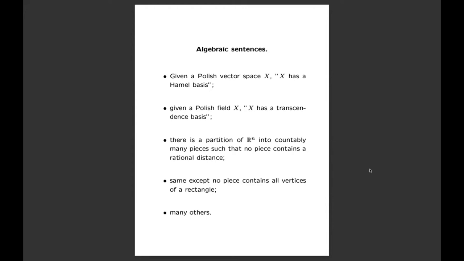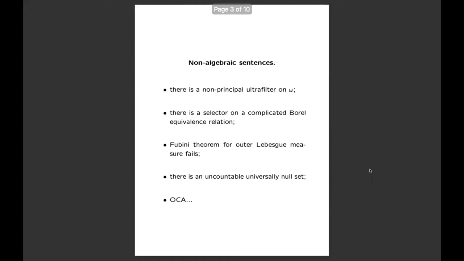There are non-algebraic sentences. Many of them are consequences of the axiom of choice, but the last one is not. There's a non-principal ultrafilter on omega and various variations of that. There's a selector on a complicated Borel equivalence relation, by which I would mean probably the turbulent orbit equivalence relation of a turbulent action. The Fubini theorem for outer Lebesgue measure fails. There's an uncountable universally null set. OCA is, of course, not a sigma 2-1 statement, and it's not implied by the axiom of choice, but in fact it kind of fits this discussion in some ways.